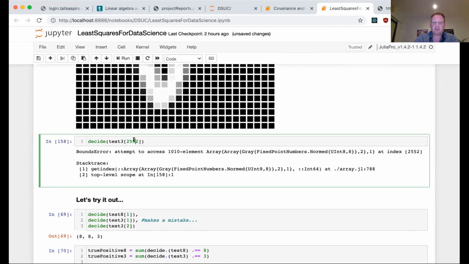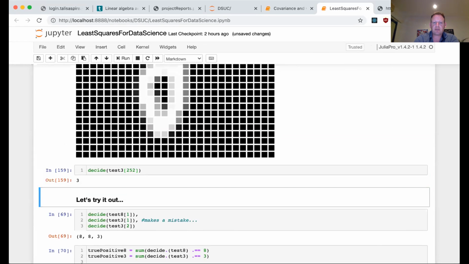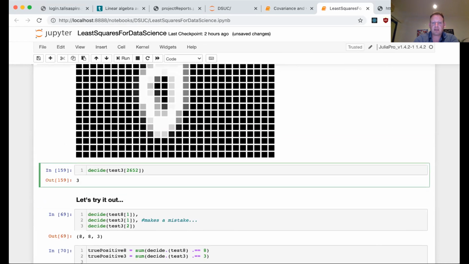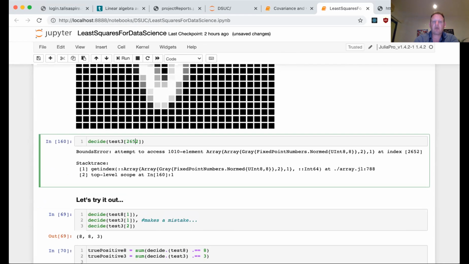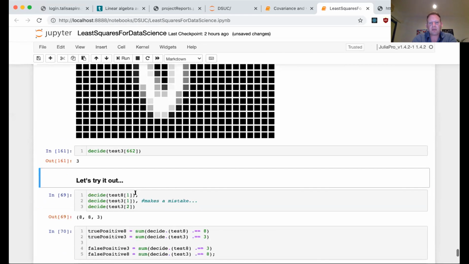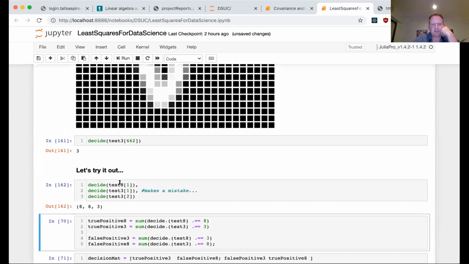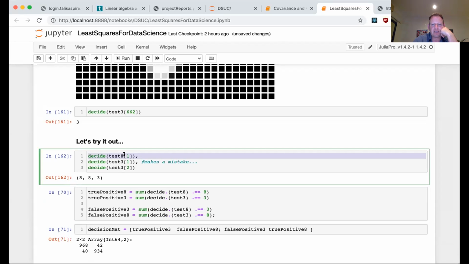Let's try this 3. Well, there's maybe not such a 3. Let's try this 3. It worked. Let's try this 3. I thought we had more, but this is on the test images, and there are only around 1,000 test images. So let's try this 3. It worked. However, if we decide the first 8, we get an 8. If we decide the first 3, we actually make a mistake. We get an 8.